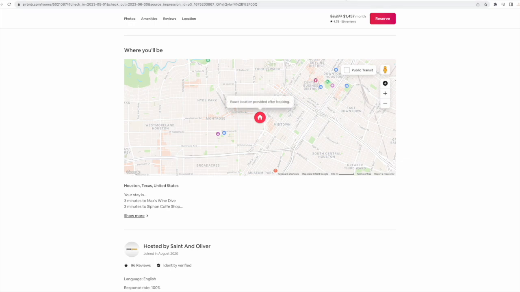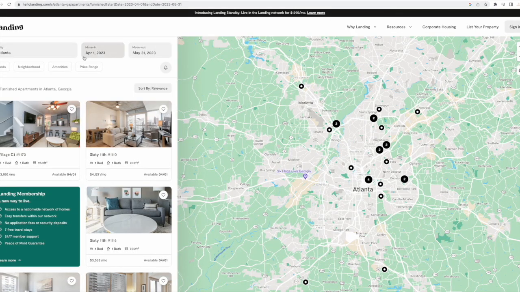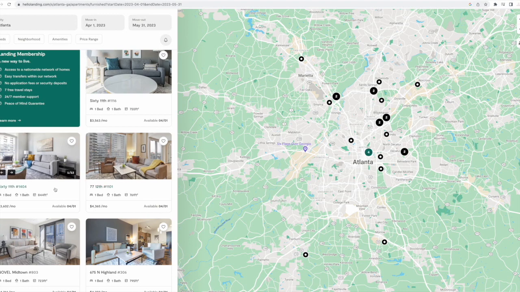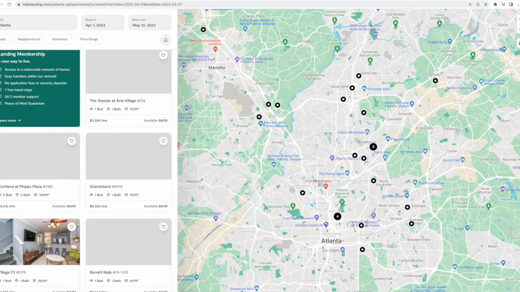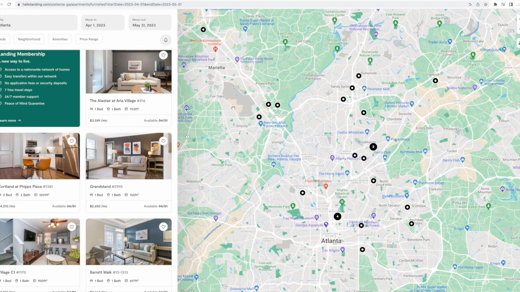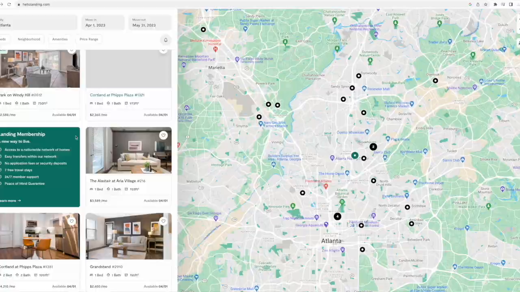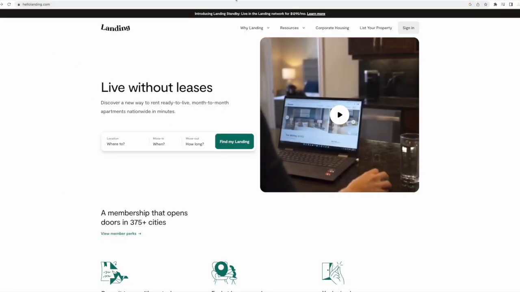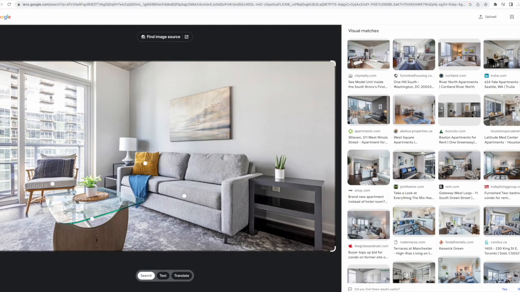Now, another way that you can reverse engineer, an example that I have pulled up from Hello Landing. Once again, you can always reverse engineer just by looking at these locations and getting in as close as you can. But I took a picture from one of their units. I lost it now. But what I did was I literally just screenshot it and put it in Google, okay?